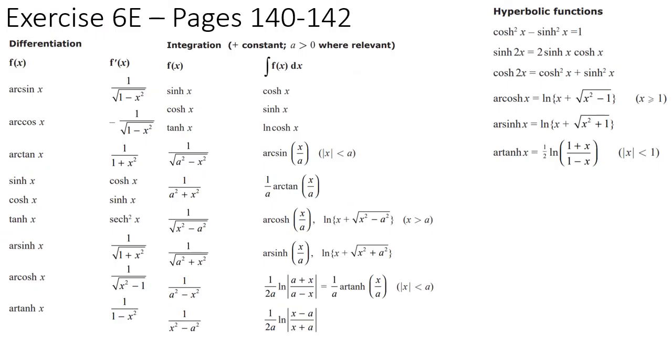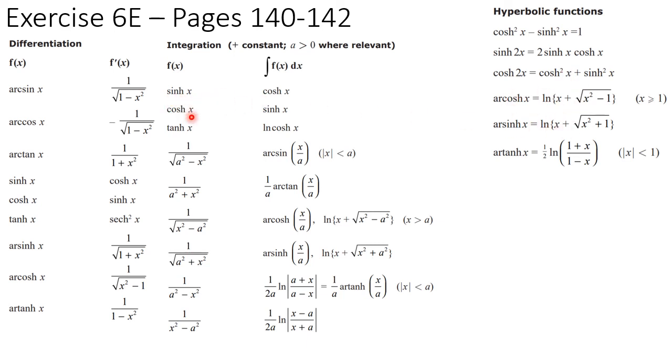Okay, you should now be able to do exercise 6c on pages 140 to 142 of the textbook. Now I've pasted in here all the information that you're going to find in the formula book. So you've got all the integrations listed there. You've got the identities listed there as well under the hyperbolic functions, and the definitions of the inverse functions arc cosh, arc sinh and arc tanh. So they're all over this side over here.